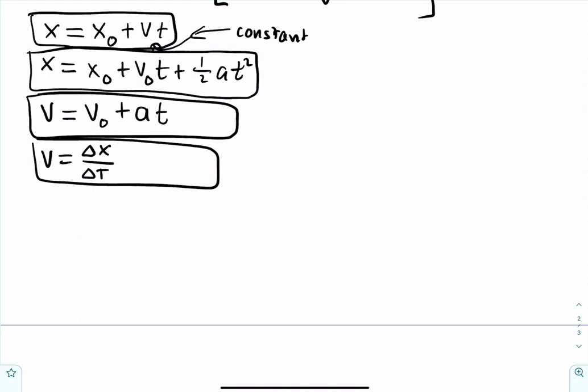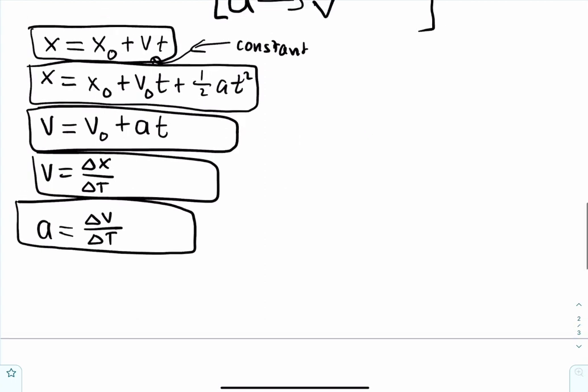Cool. Now acceleration is equal to change in velocity divided by change in time. Same concept as velocity, where velocity is change in distance. Just like that, acceleration is change in velocity over a certain time.